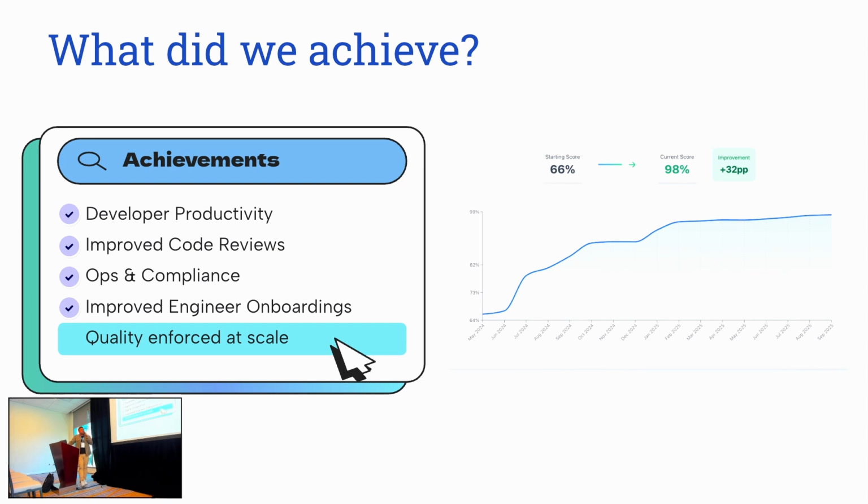Ops and compliance improved because now we have a metric for the quality of the DAGs and what we defined as quality DAGs. And new engineer onboarding is very simple because we don't need to have a lot of sessions on how our DAGs should look. It just automatically enforces that new engineers use our patterns. So with all these achievements, we were able to achieve quality enforced at scale.